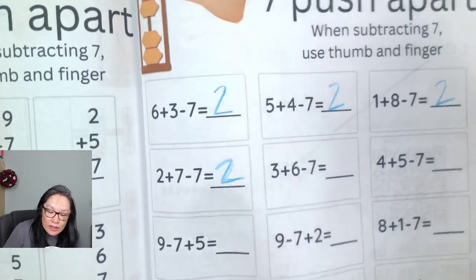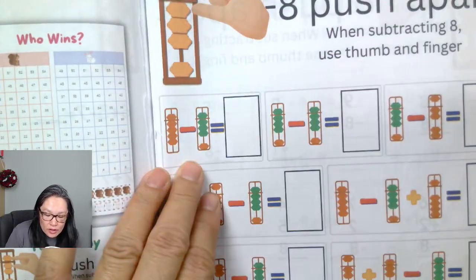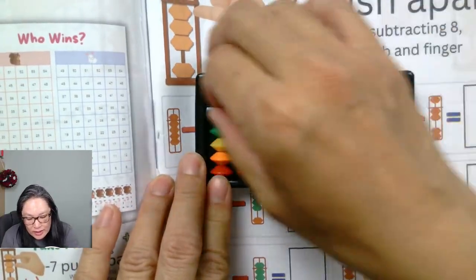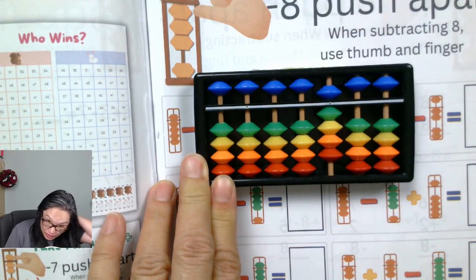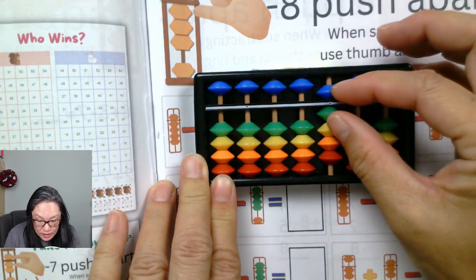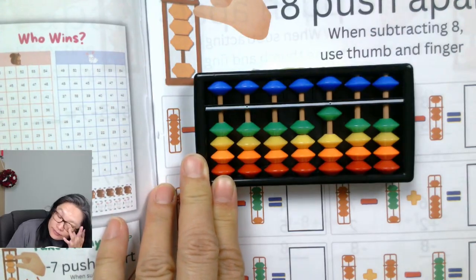How are we doing? Any questions? So far so good? So we have 8. So my question is 8. So I have 9, and I take away the 8. When I take away the 8, all I'm doing is moving the 8, just like that.